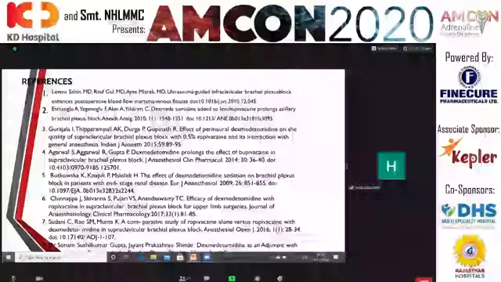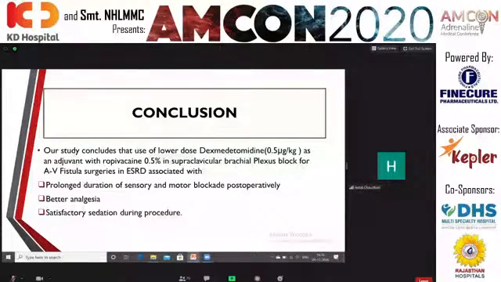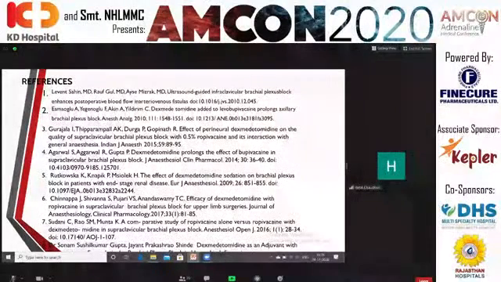In our study, we conclude that use of lower dose of dexmedetomidine 0.5 microgram per kg as an adjuvant with ropivacaine 0.25% in supraclavicular block for AV fistula surgery in ESRD, end-stage renal disease patients, prolongs the duration of sensory and motor blockade, gives better post-operative analgesia and satisfactory sedation during procedure.